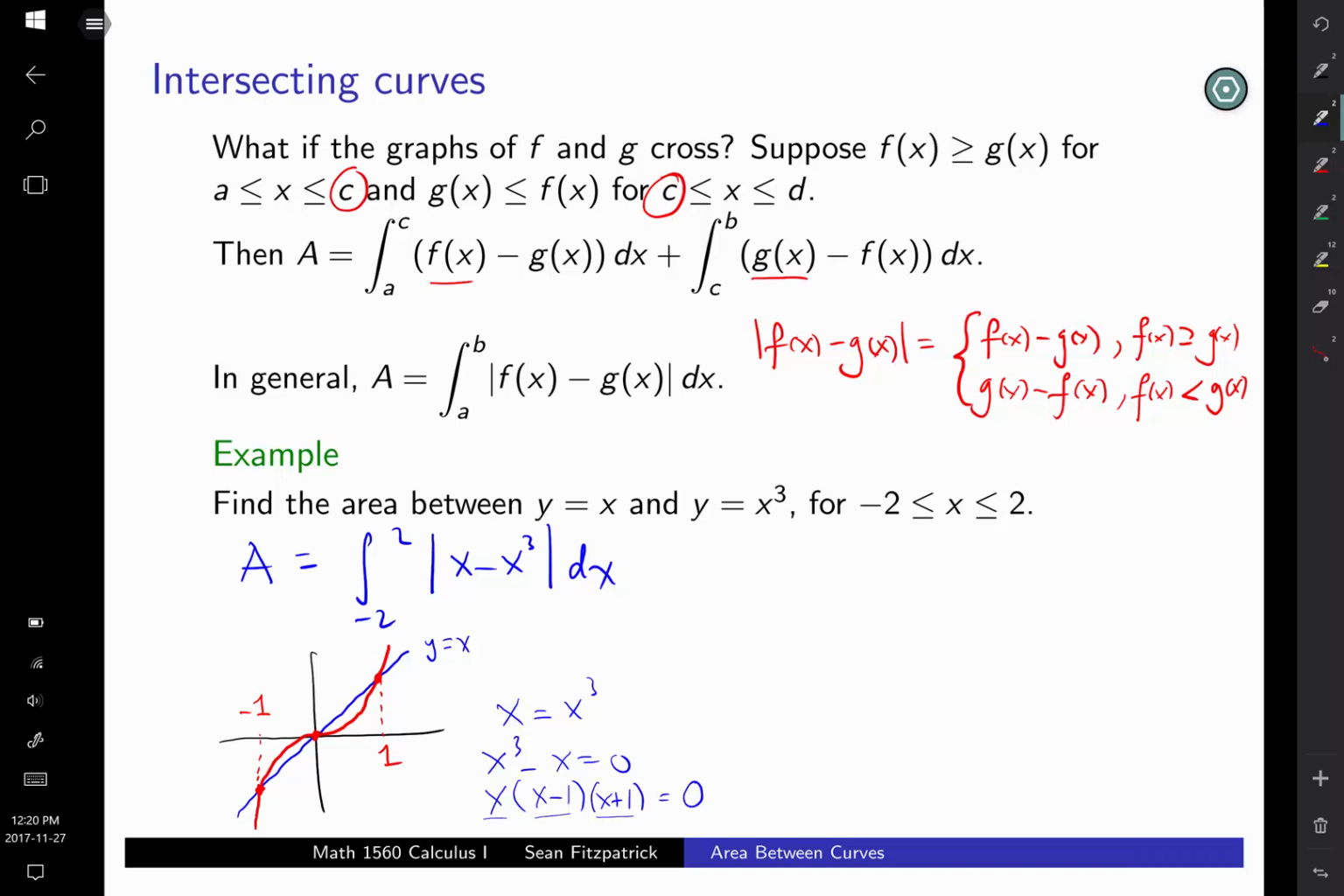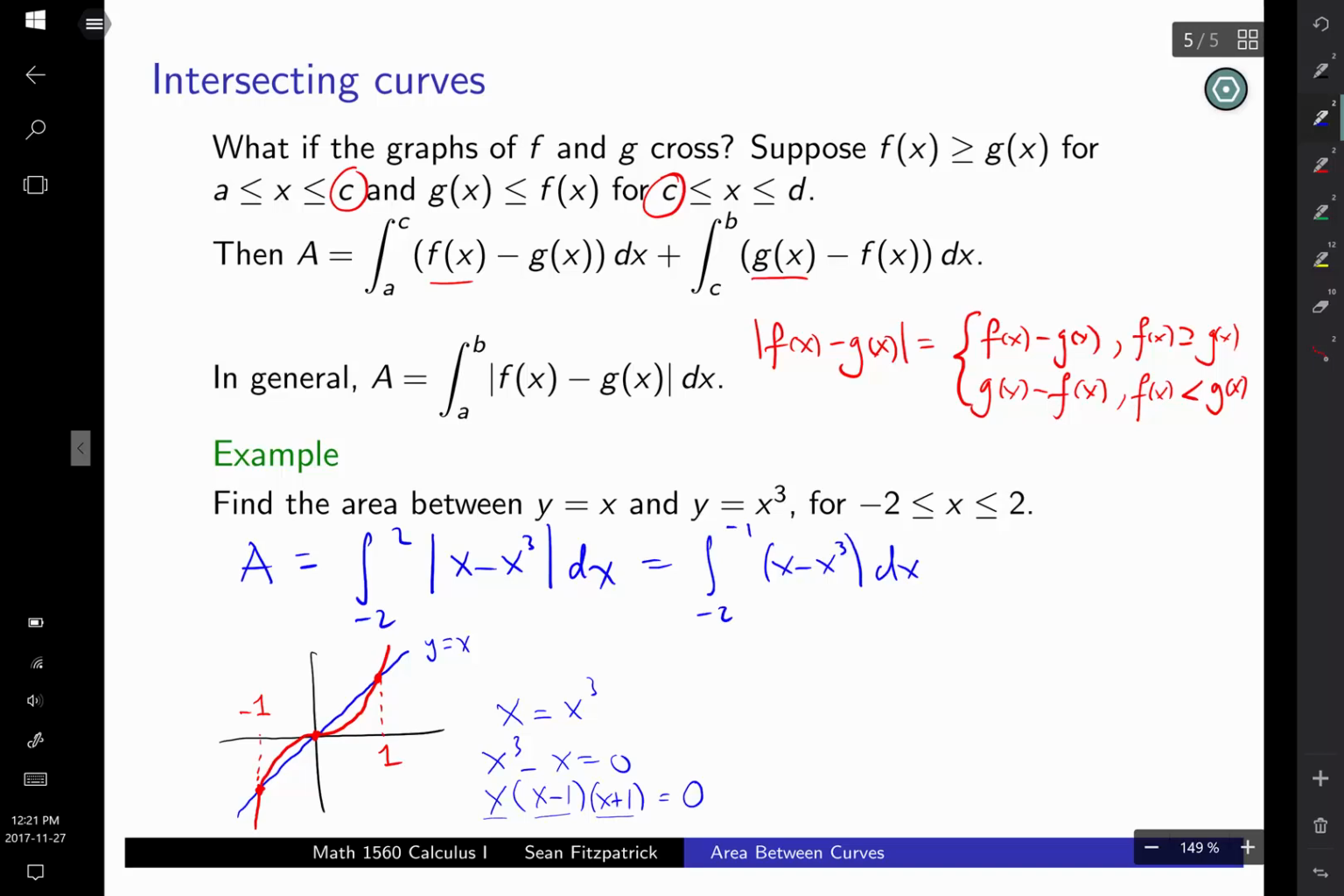Okay, so now I can see what I have to do. From -2 up to -1, which curve is on top? Well, from our graph, we can see that the cube function lies below the straight line when x is less than -1. So I have to go from -2 to -1, and I have to do x minus x cubed. x is on top from -2 to -1. Okay.